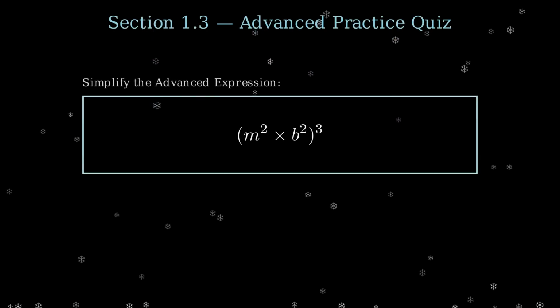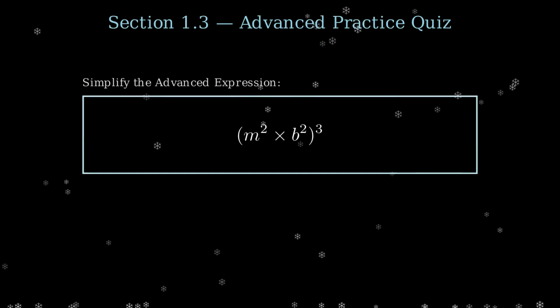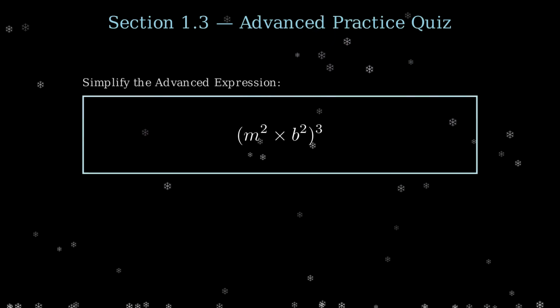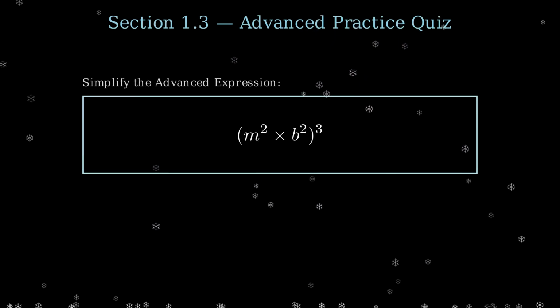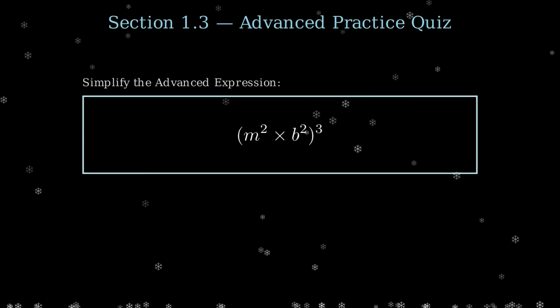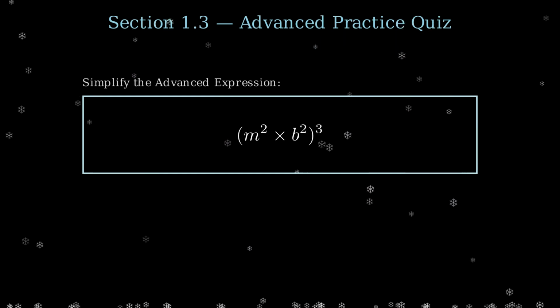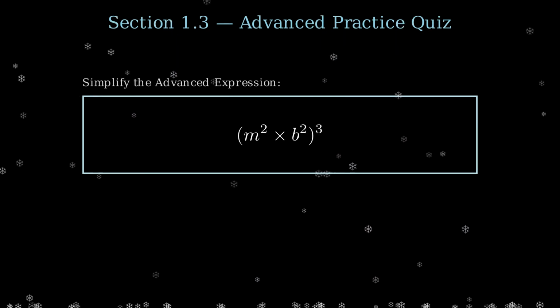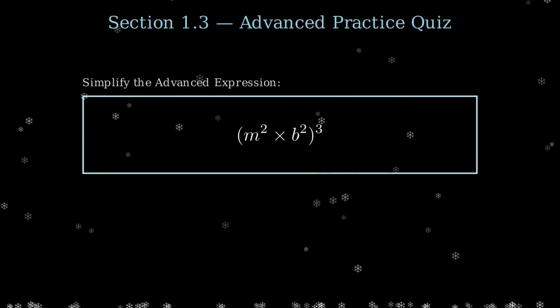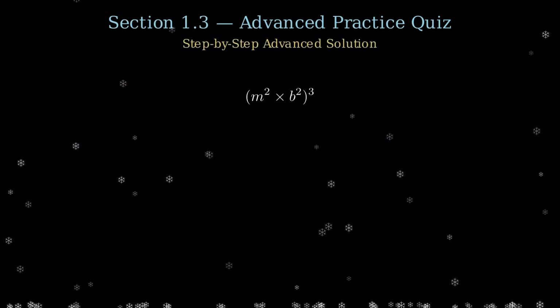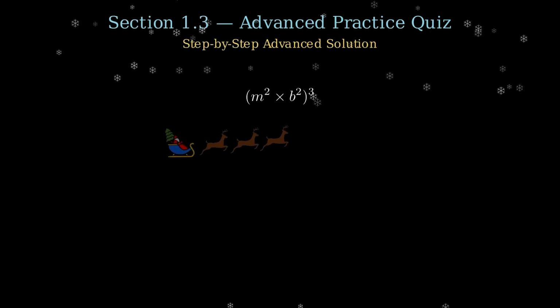Let's check your skills with a challenging practice problem. Simplify the following expression. Inside the parentheses, m squared times b squared, and raise the entire expression to the 3rd power. Think about how to distribute the exponent to each element inside. Let's break this down step by step.